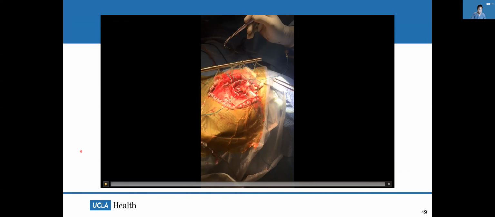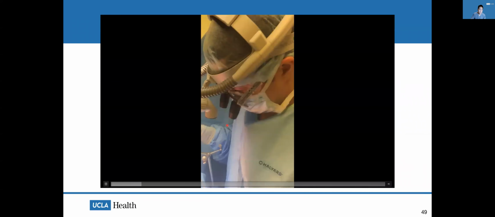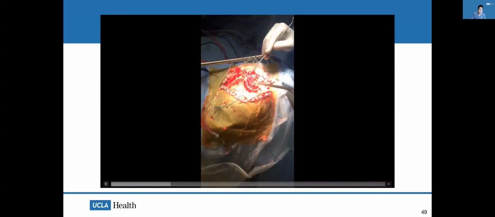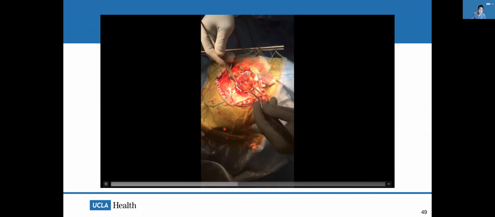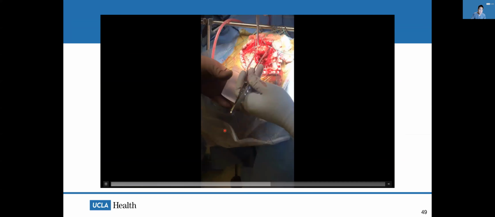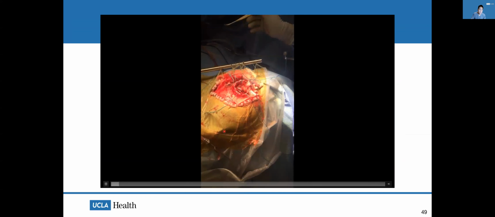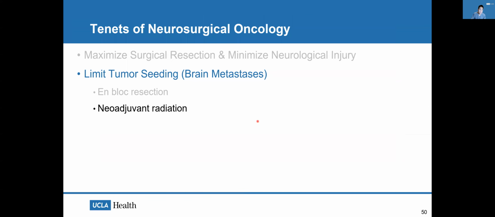This is an intraoperative video of me removing this tumor after about an hour of work, dissecting all around with these cottonoids, and you can see how by doing so the tumor integrity is preserved, and then we can just plop it out in one giant piece.